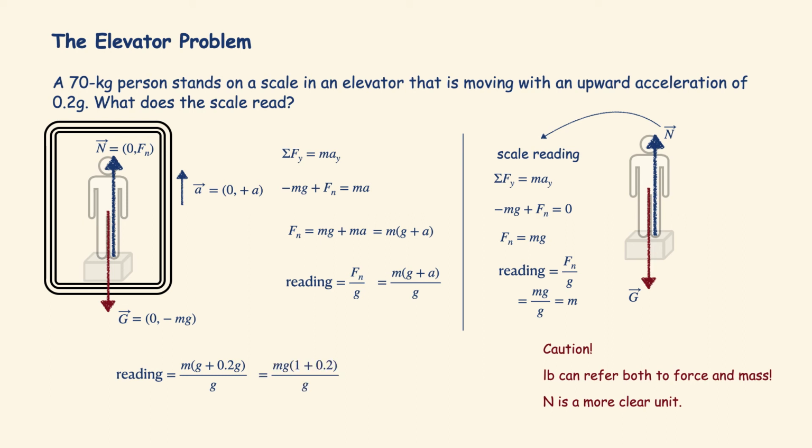When I factor out g from the parentheses, g actually can cancel out, and I see that the reading will be different from the correct reading. In fact, the scale will be reading 1.2 times the mass of the person. For a 70-kilogram person, that turns out to be 84 kilograms, which is completely in alignment with our own personal experience.